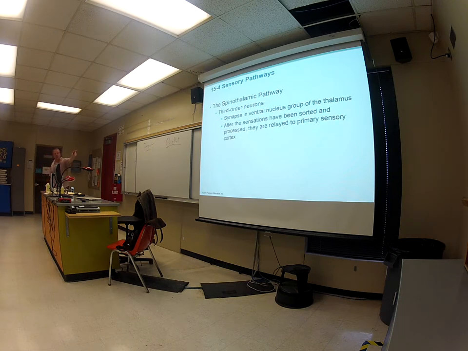Excellent. Third order neurons. So we are going up to the thalamus. We're going to the switchboard all the way to the top. So third order neurons synapse in the ventral nucleus group of the thalamus. After the sensations have been sorted and processed, they are relayed to the primary sensory cortex.